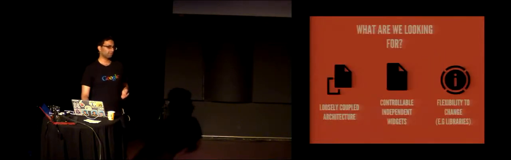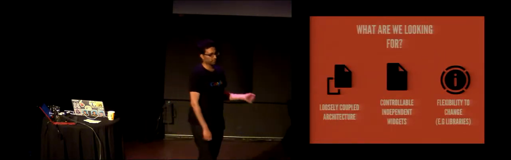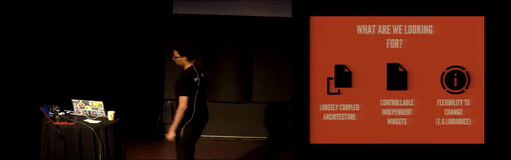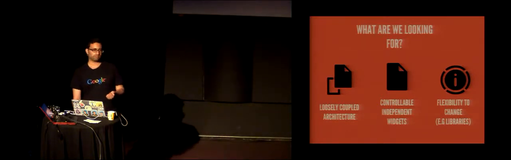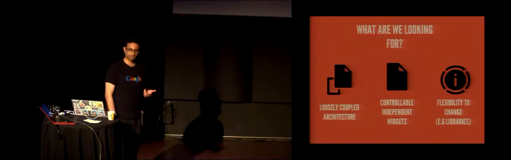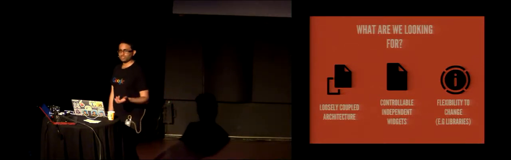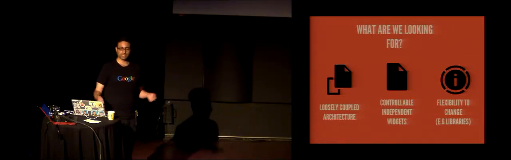So let's brainstorm. We've taken a look at some of the ideas that Google likes using in its application architecture, and we've taken a look at the facade pattern, we've taken a look at AMD, we've taken a look at the Mediator pattern. What would be a really, really nice architecture based on these ideas? So something that's perhaps loosely coupled, that has maybe controllable independent widgets, and the flexibility to change. So if we wanted to change the libraries we're using later on, it's fairly easy and trivial for us to do that.